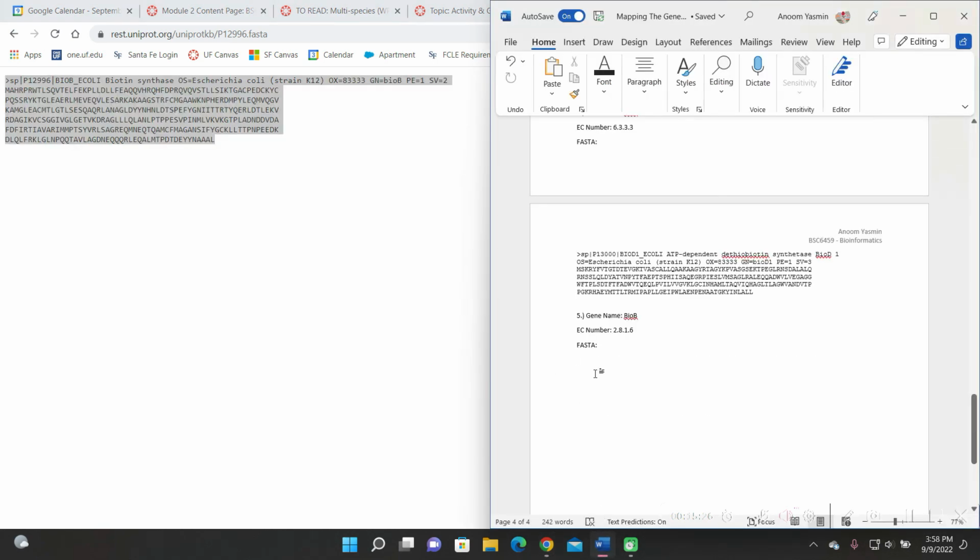And that's how I got the entire biotin synthesis pathway through both NCBI and UniProt.